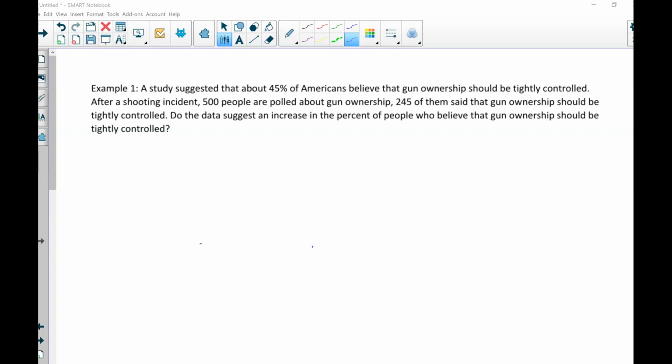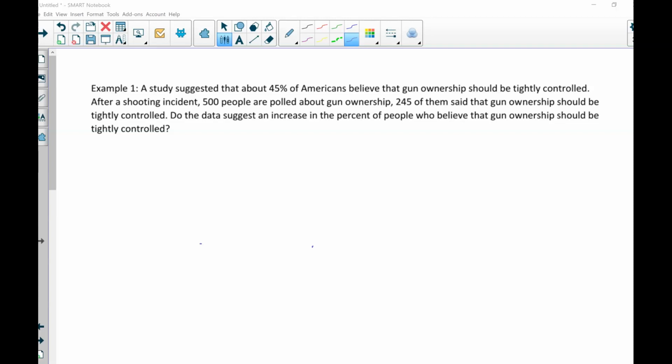Let's read example 1 together. A study suggested that about 45% of Americans believe that gun ownership should be tightly controlled. After a shooting incident, 500 people are polled about gun ownership. 245 of them said that gun ownership should be tightly controlled. Do the data suggest an increase in the percent of people who believe that gun ownership should be tightly controlled?